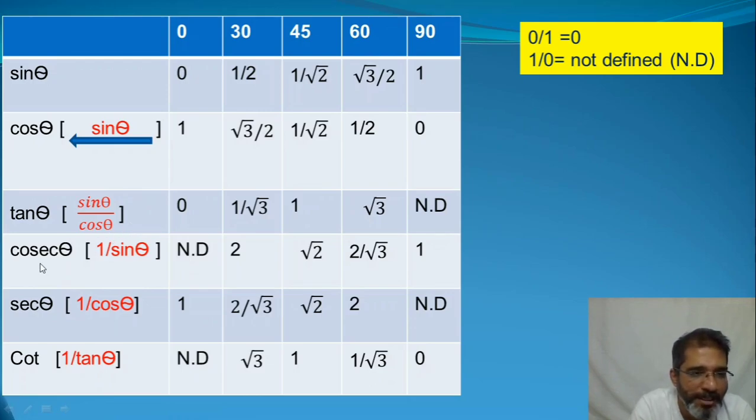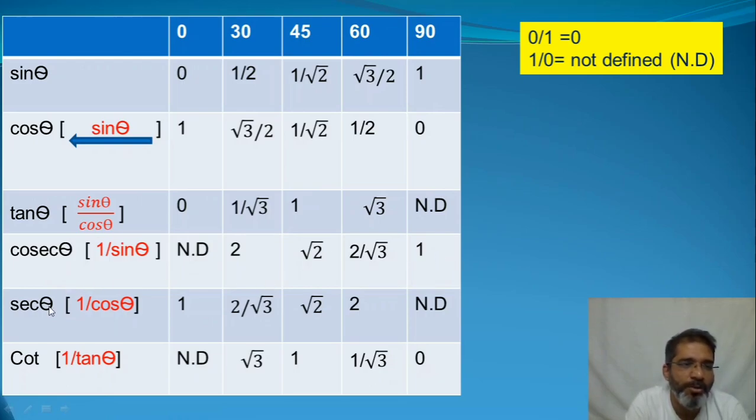The next is cosec. Now we know cosec is inverse of sine. So what we're doing over here is we are finding the inverse of each value. Inverse of 0 means 1 upon 0, which is not defined. Inverse of 1 upon 2 is 2. Inverse of 1 upon root 2 is root 2. Inverse of root 3 upon 2 is 2 upon root 3. And inverse of 1 is 1.